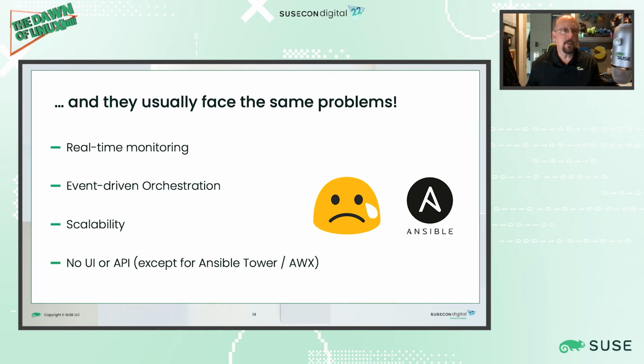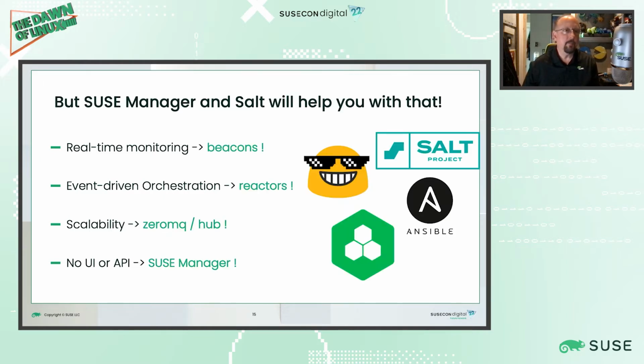But they do face the same problems they had before. They have no real-time monitoring. It's not event-driven orchestration. It's very difficult to scale. And if you don't have Ansible Tower, you have no API or UI. But that's where SUSE Manager comes in.